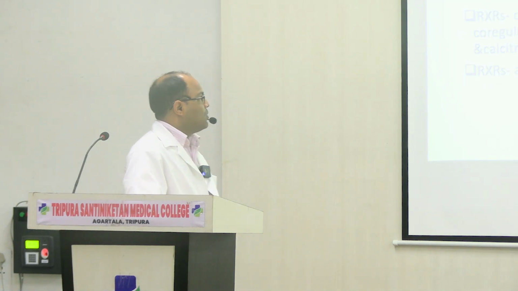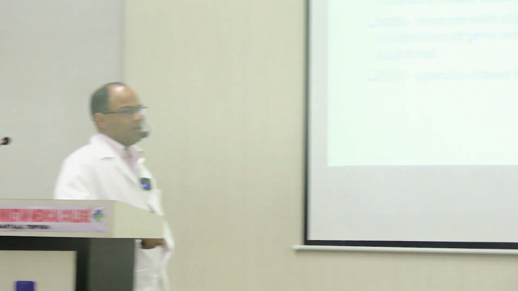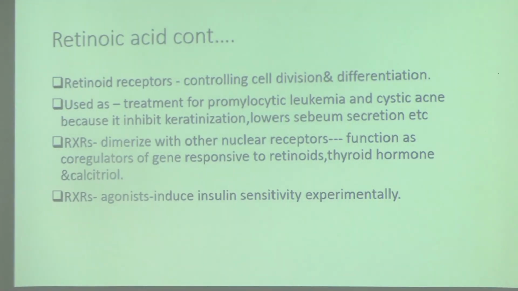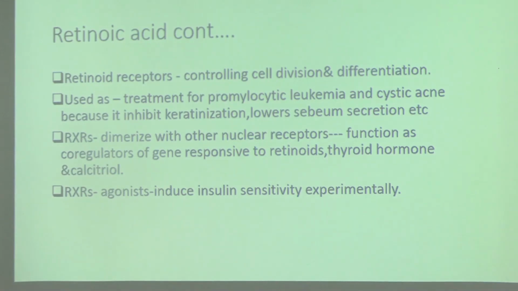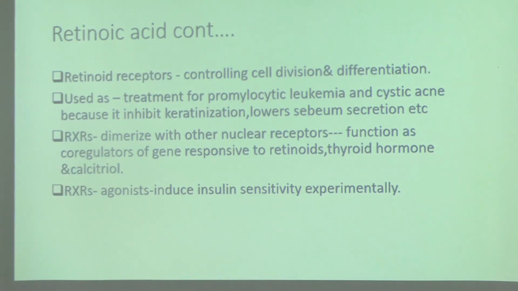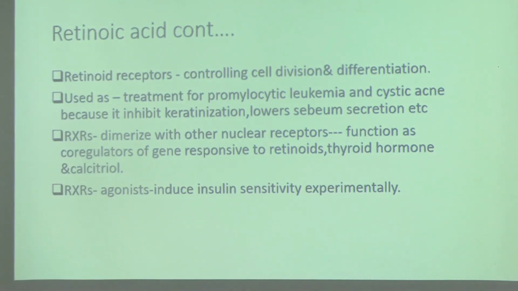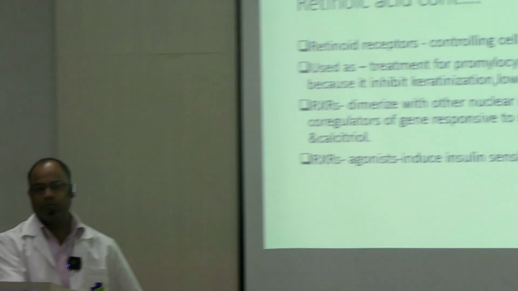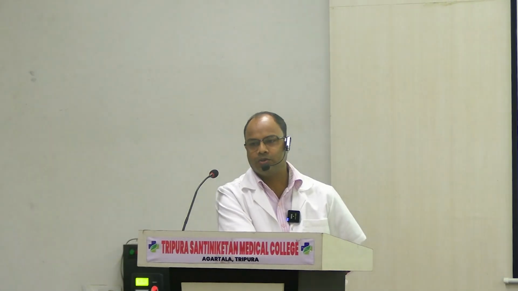Retinoid receptors control cell division and cell differentiation. As I told earlier, they bind with genes, then stimulate the genes. In this way, transcription occurs, and they control cell division and cell differentiation. They produce some growth factors, some hormones like this.